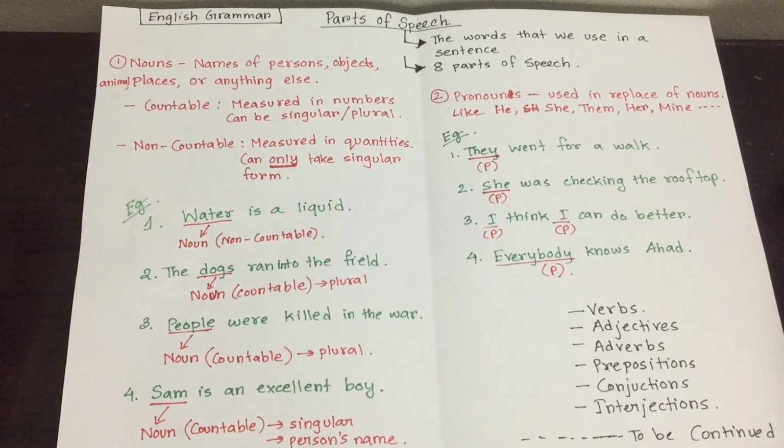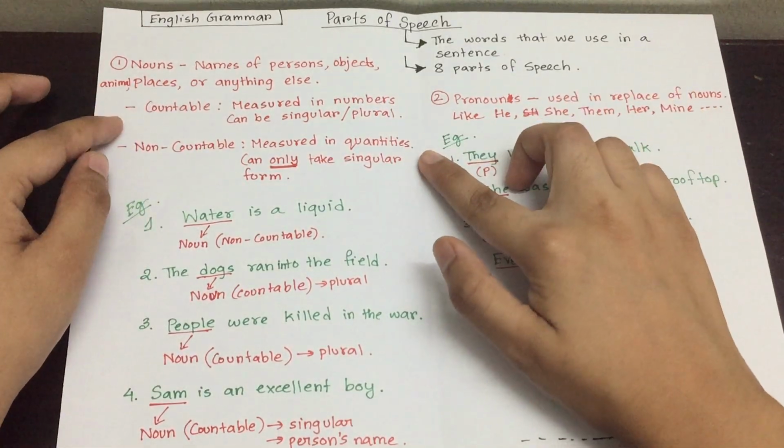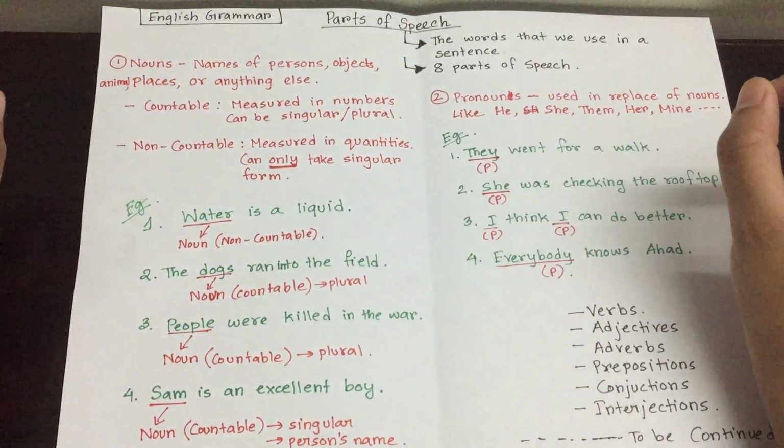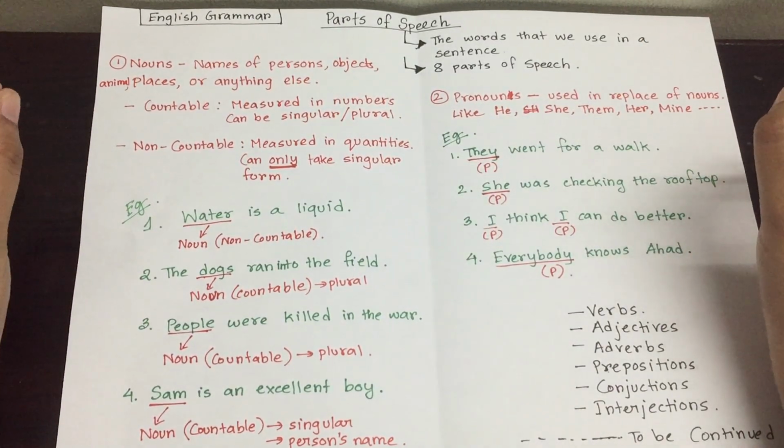Countable nouns are measured in numbers, and can be singular or plural. Like we can count how many people are there, how many birds are there, how many dogs are there. So these are called countable nouns. Another category is non-countable nouns, which means we cannot count them. Some examples can be water, gas. These are all measured in quantities, and can only take singular form.